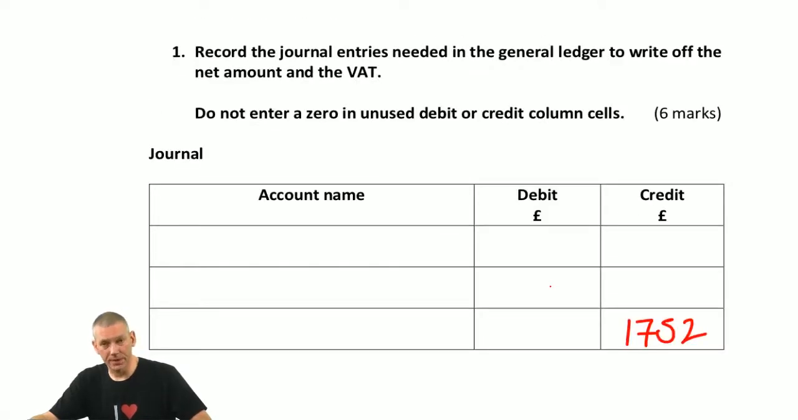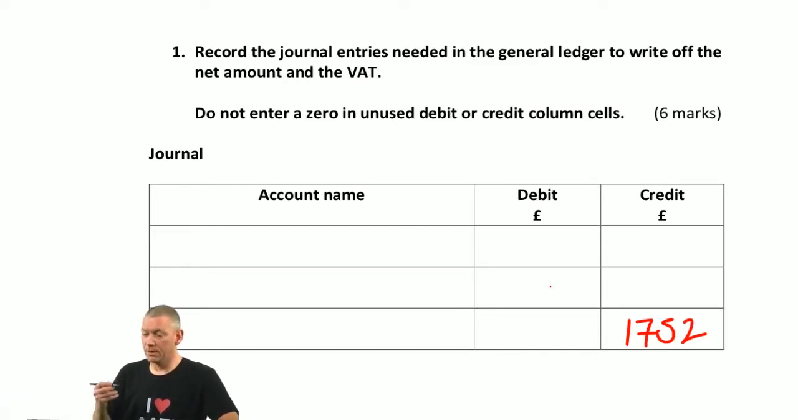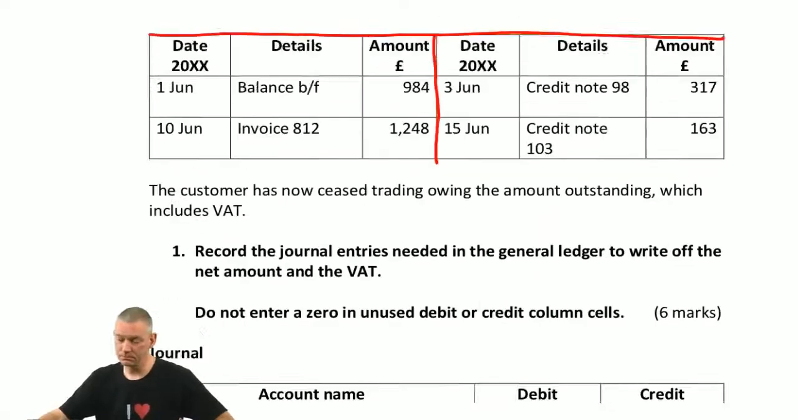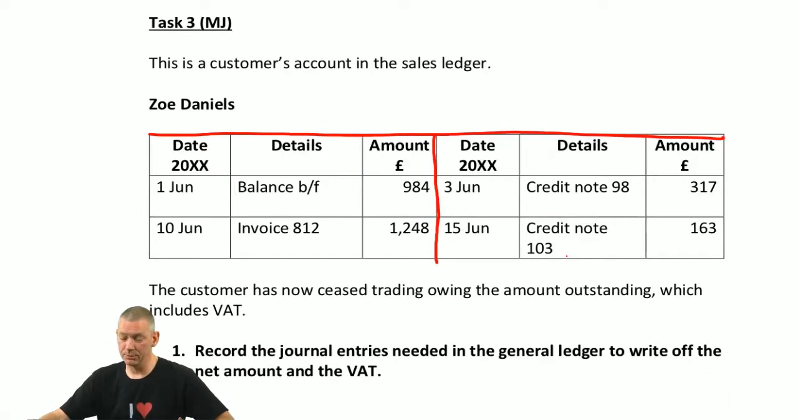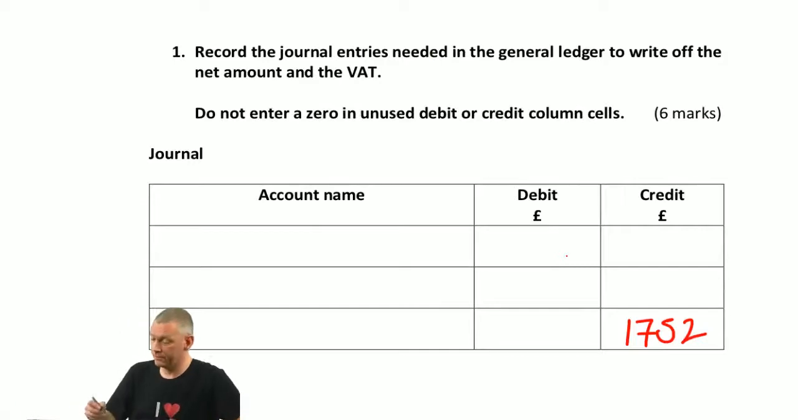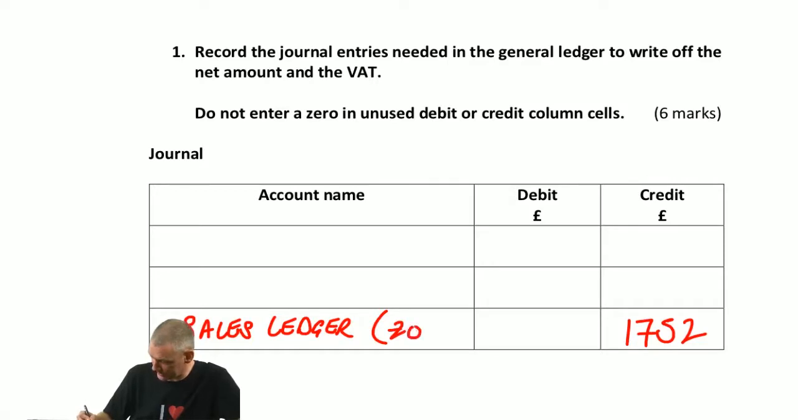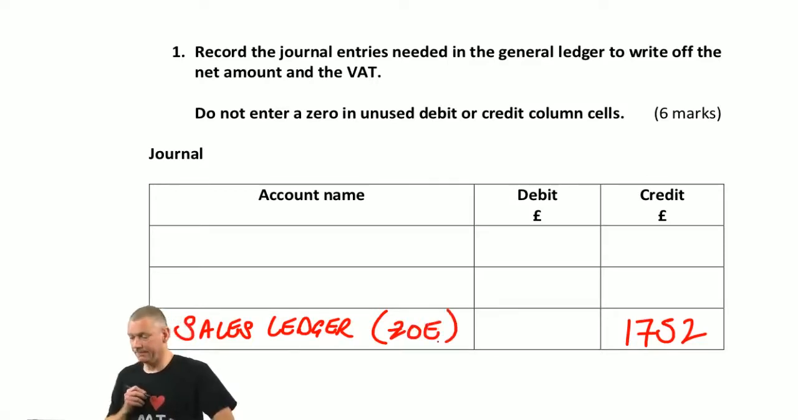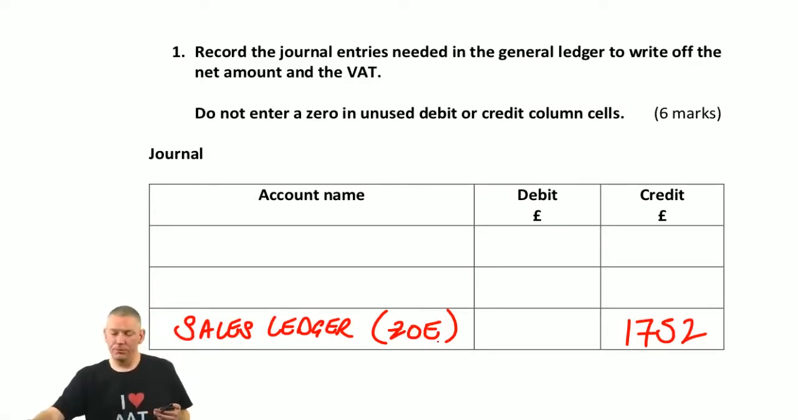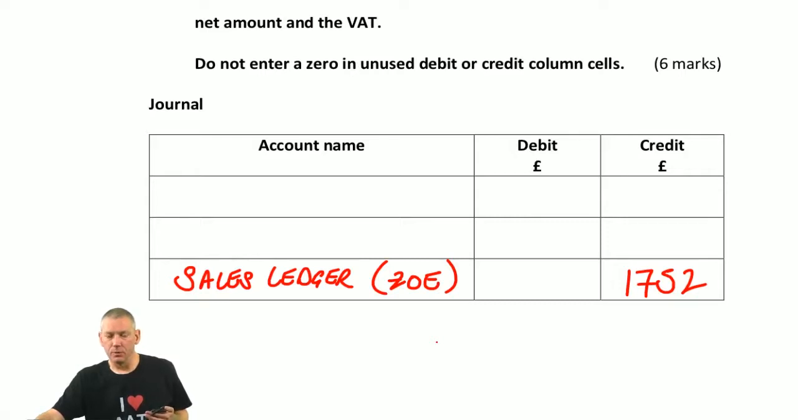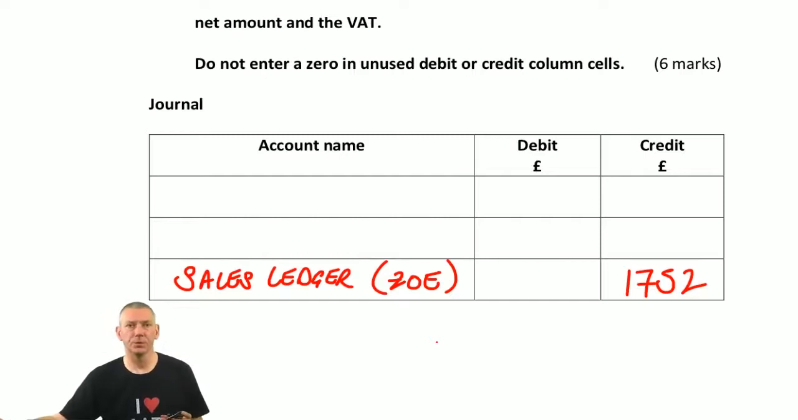There are a number of different ways that you can describe this removing of Zoe's balance. But sales ledger, brackets, Zoe Daniels probably is a very nice way of going for it. So sales ledger, Zoe Daniels. I'll get Zoe in there. I'm not going to write small. There we go. And I've removed that receivable entirely from the balance sheet, to use that language.